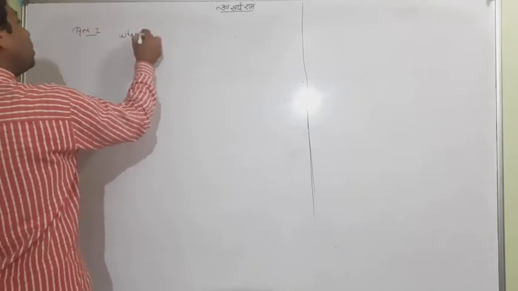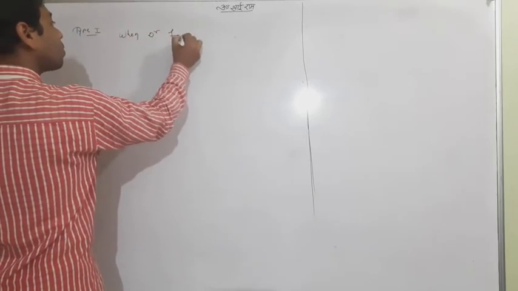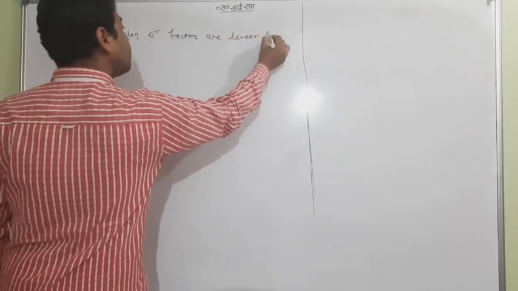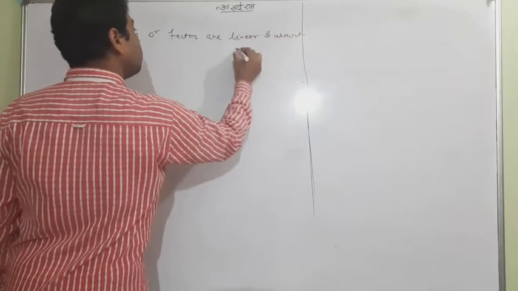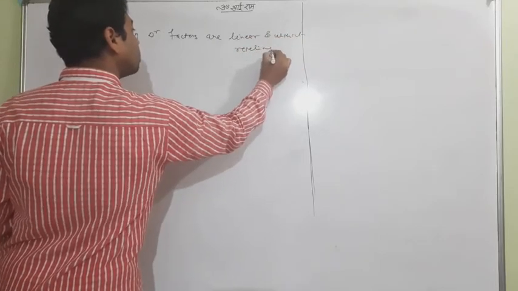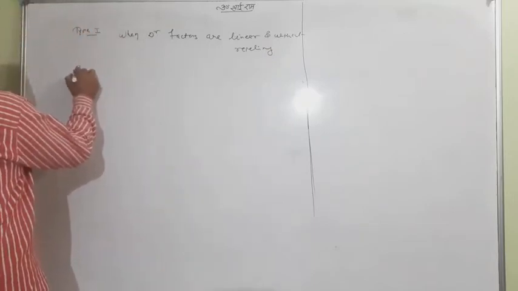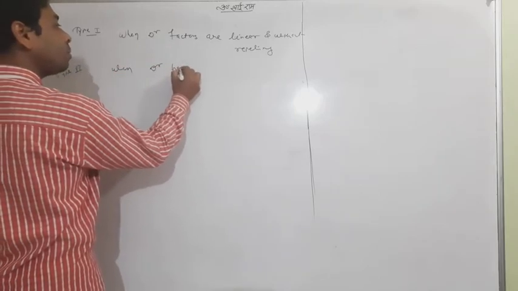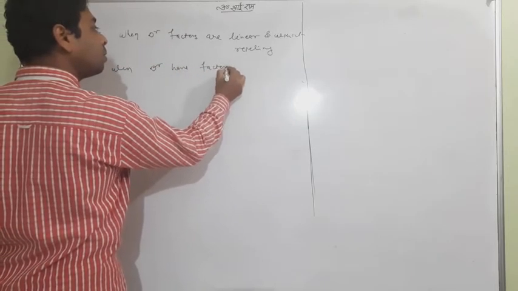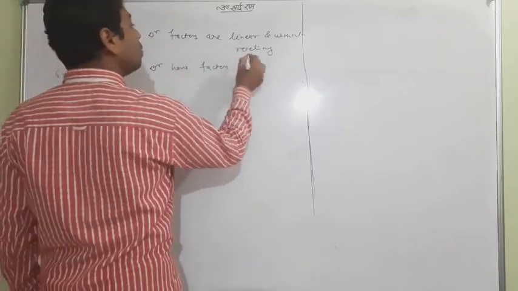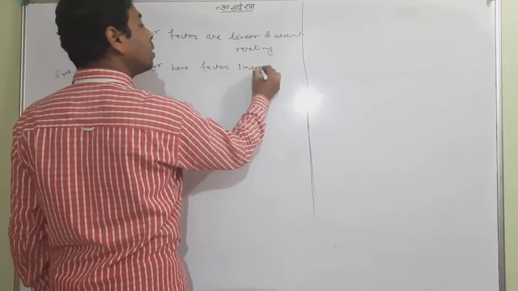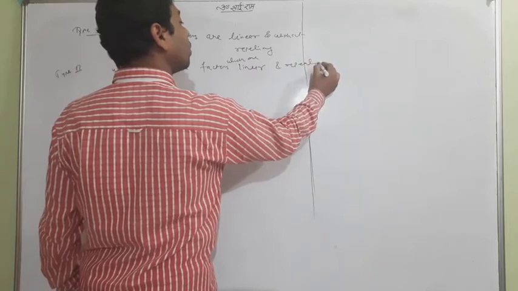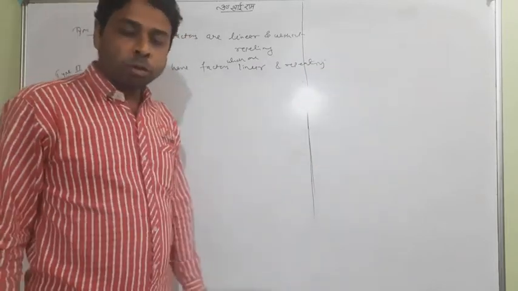In type 1, what we studied was that the factors in the denominator are linear and without repeating. But in a type 2 question, we write that the denominator has factors which are linear and repeating. Very important thing. Yesterday it was not repeating, it is now repeating.